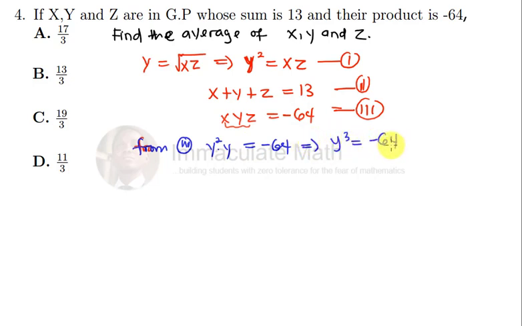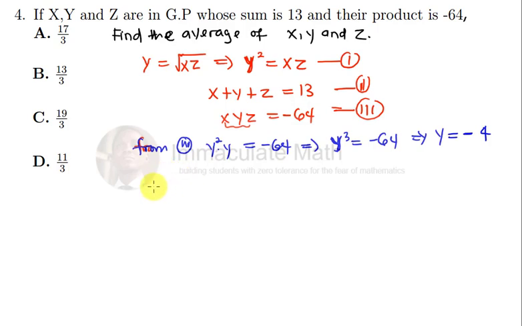If I take the cube root of both sides, my y would be minus 4. So my y is minus 4. Now I replace y with minus 4 in equation 2. So what am I going to have?